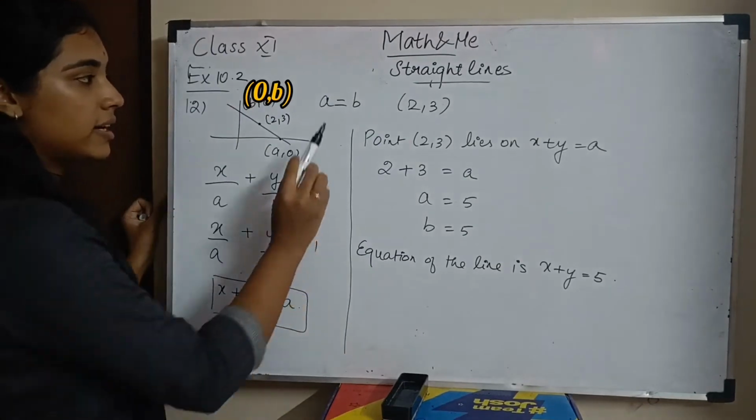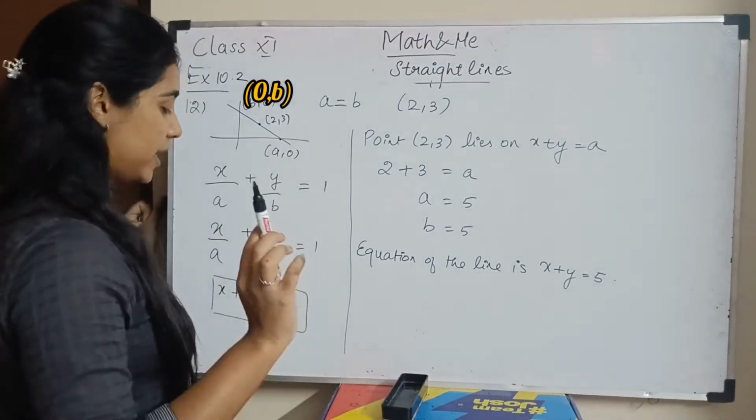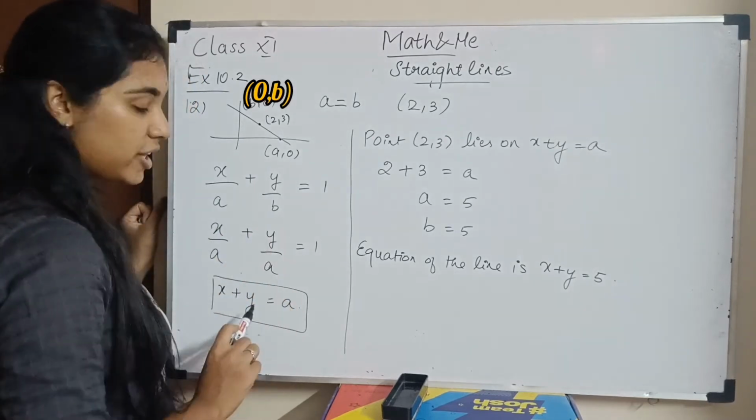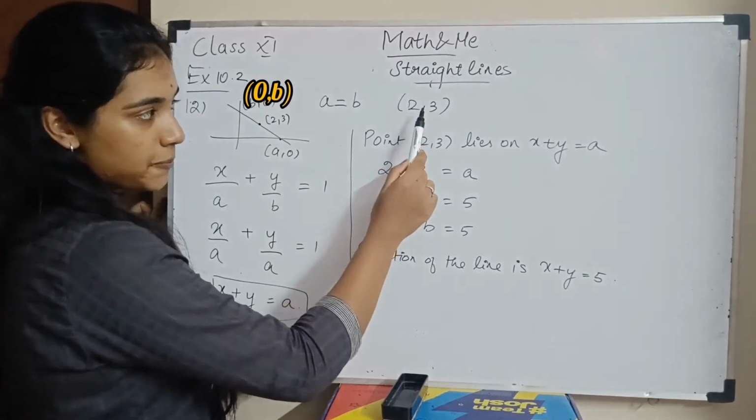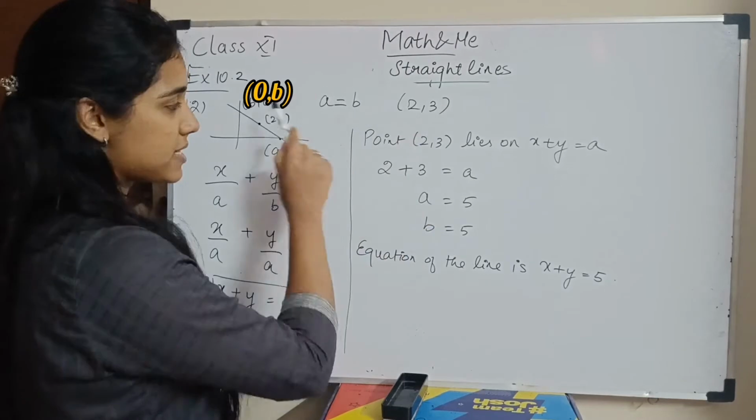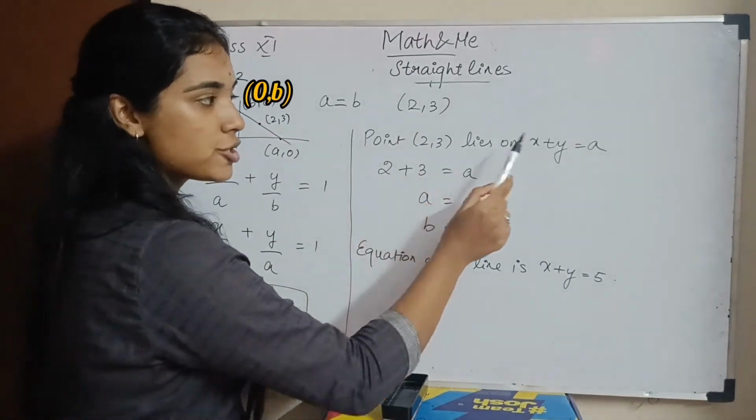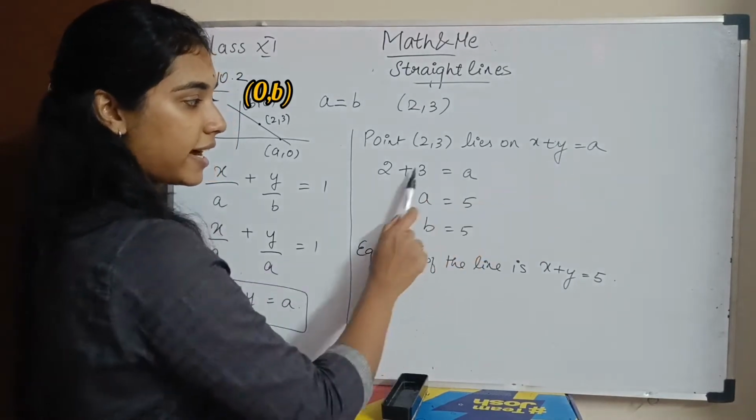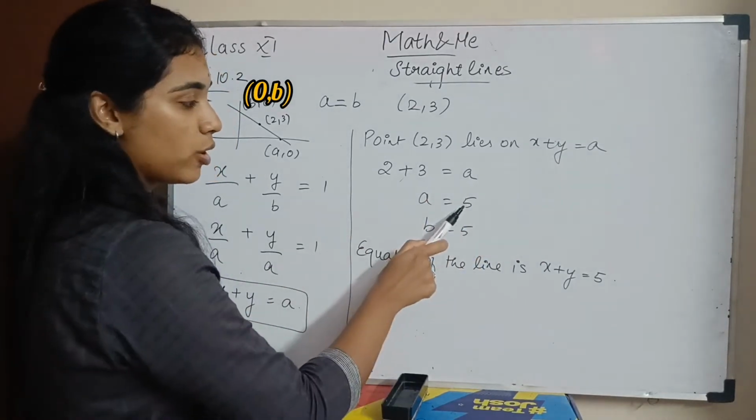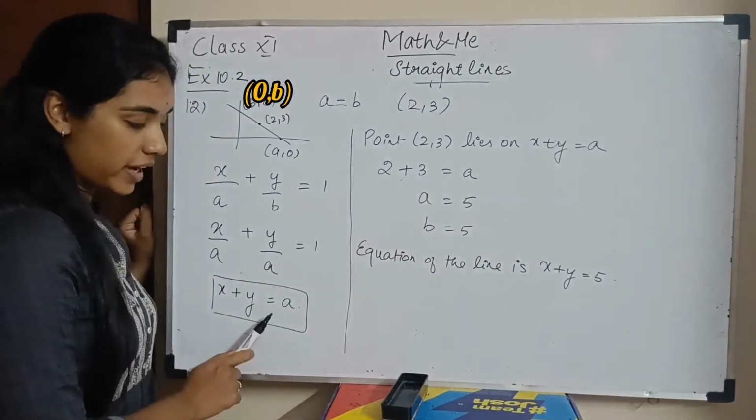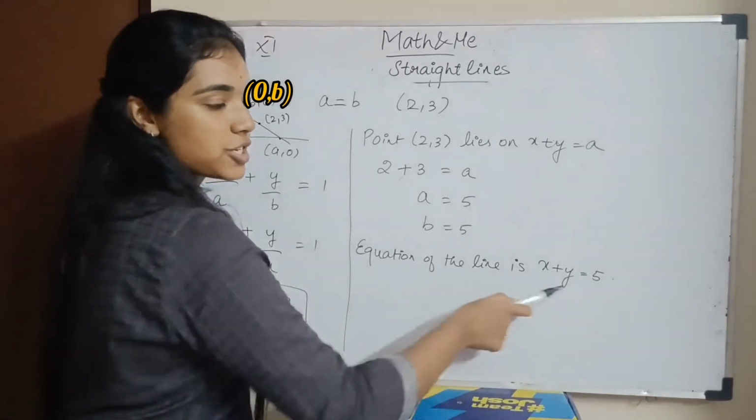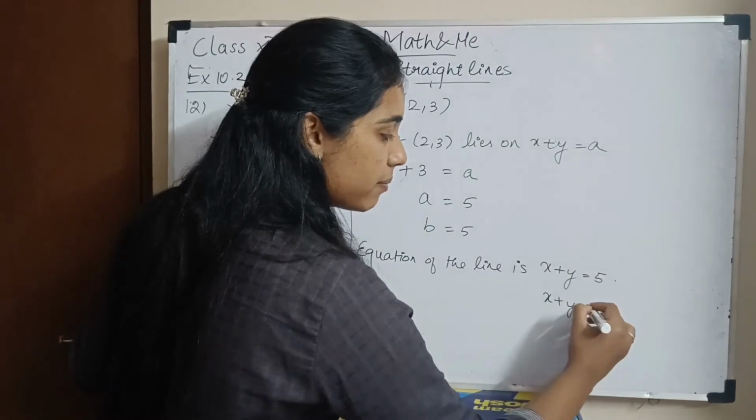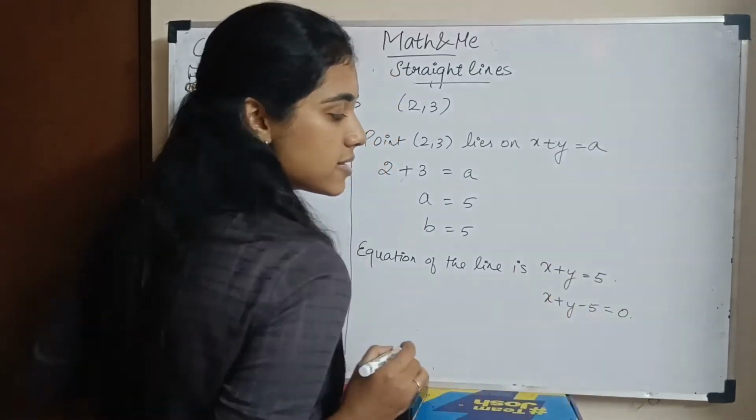It is given that the intercepts are equal. You know the intercept form, x by a plus y by b equals 1. You simplify and you get an equation. It is given that this particular point passes through the line, which means this point should satisfy this equation. So you substitute for x and y and you get the value of a. You put back the value of a in this equation to get the equation in terms of x and y. So your equation will be x plus y minus 5 equals 0.